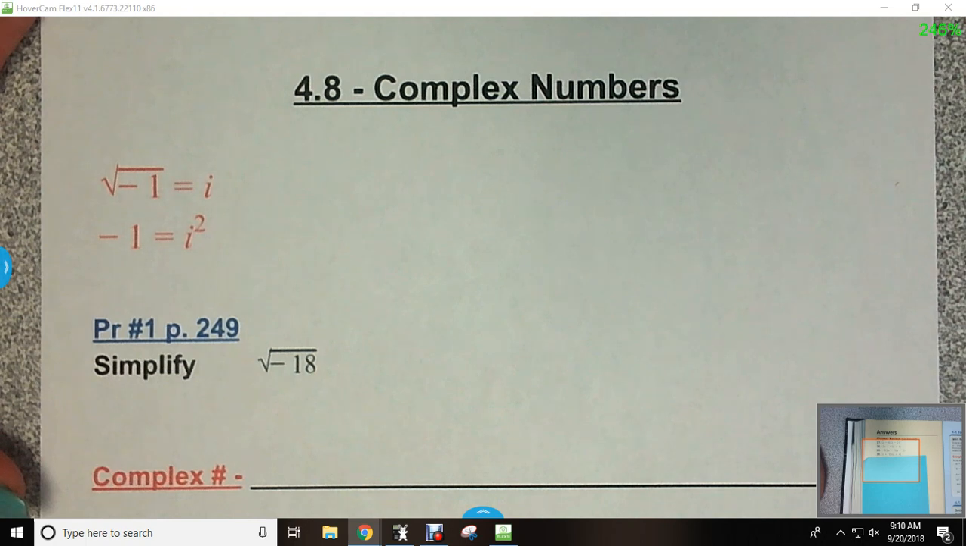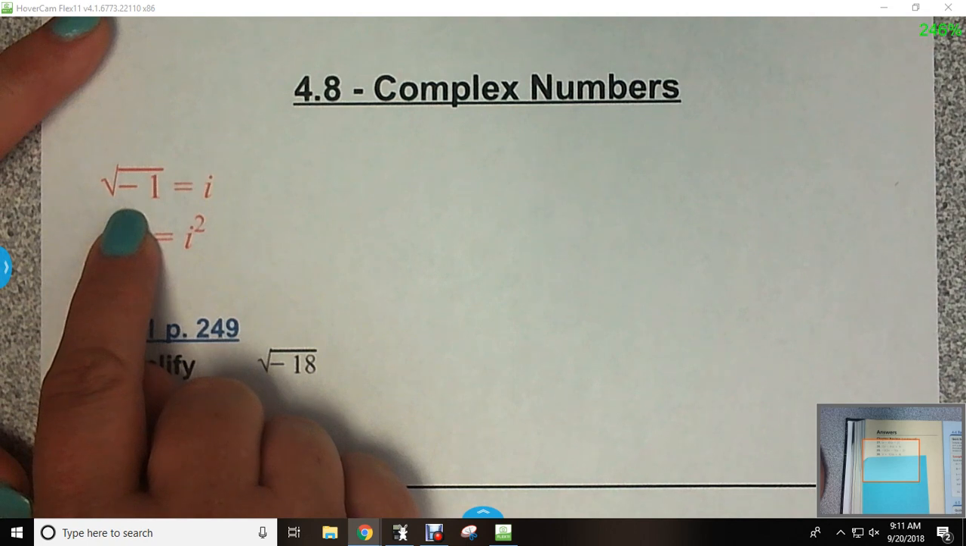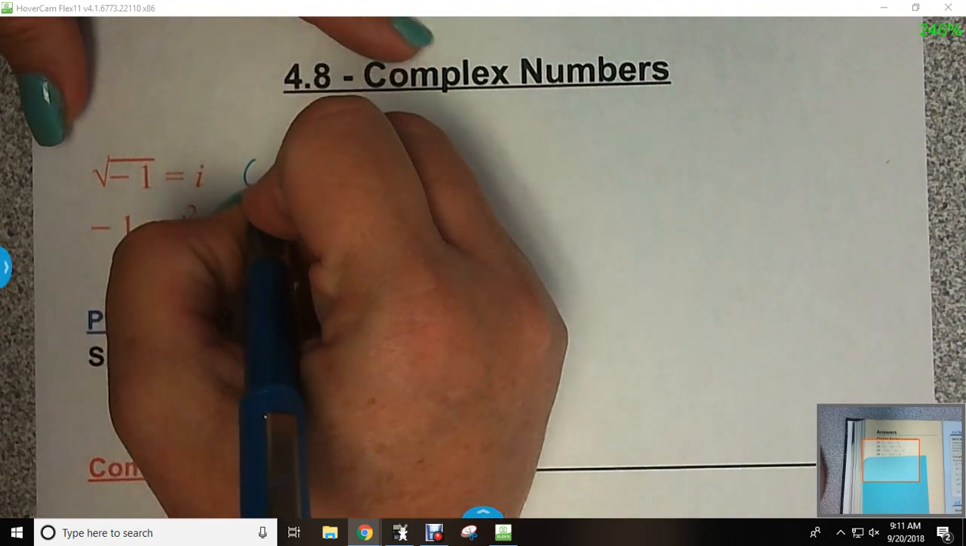Well, all of the radicals that we simplified had positive numbers under the square root, because until now you didn't know how to take the square root of a negative number. Well, that's about to change today. And here's where it starts. If you have the square root of -1, that is equal to i, which is an imaginary number.